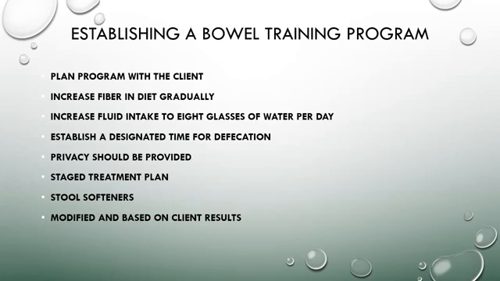Privacy should be provided. We want to do a staged treatment plan, right? First, we want to add additional fiber. Second, maybe we want to add a stool softener. Third, maybe we want to add a suppository. So we kind of up the ante each stage, right? With stool softeners, these can be given to soften the stool. There's different kinds, Miralax and Dulcolax, and different kinds of these. You can see in box 29-1 the different kinds of laxatives.